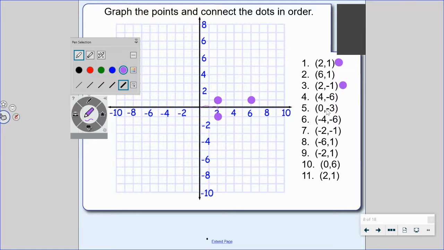Next point is (4, -6). So we go 1, 2, 3, 4 to the right. Now -6 is going way down: 1, 2, 3, 4, 5, 6. Please don't write in those little hops, those little arcs. That's just me helping you at home try to figure out where to graph those points. Now, I'm going to use a different color here because I notice the x-coordinate is 0.